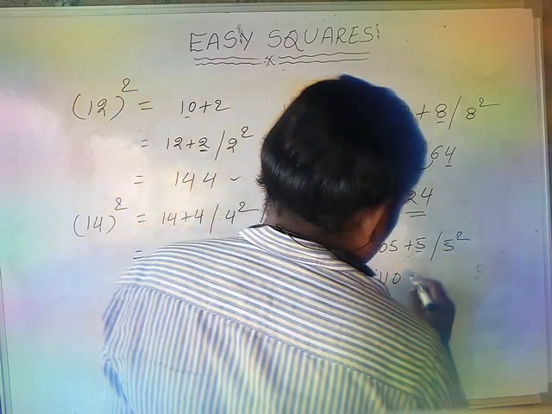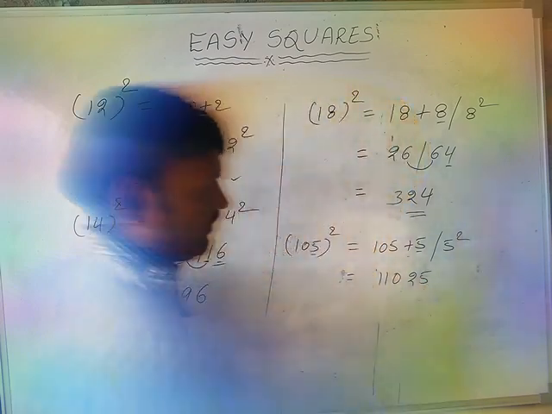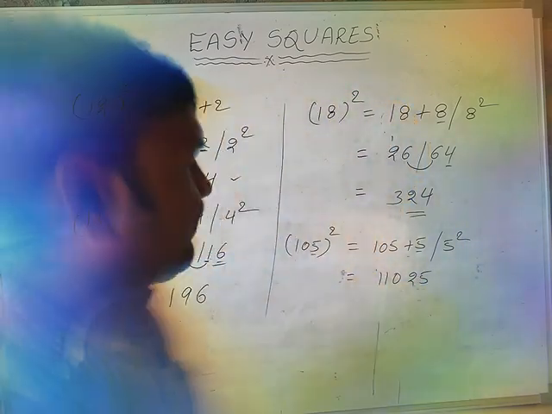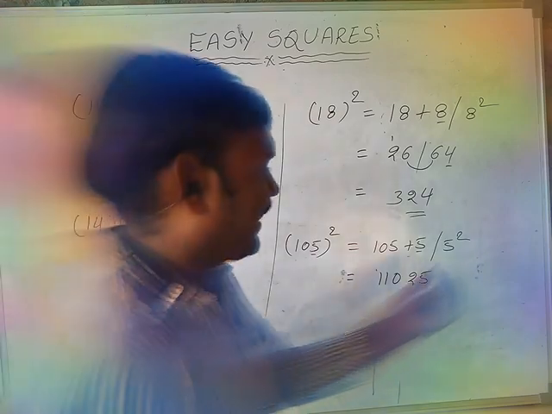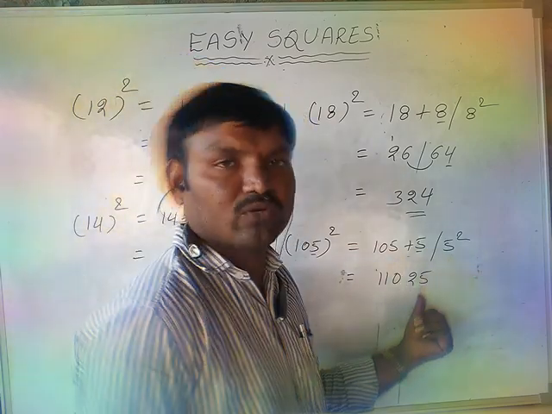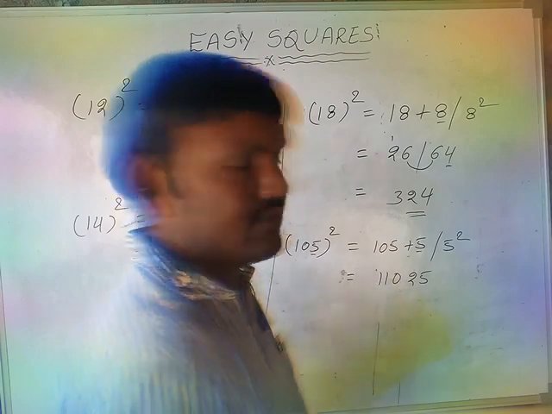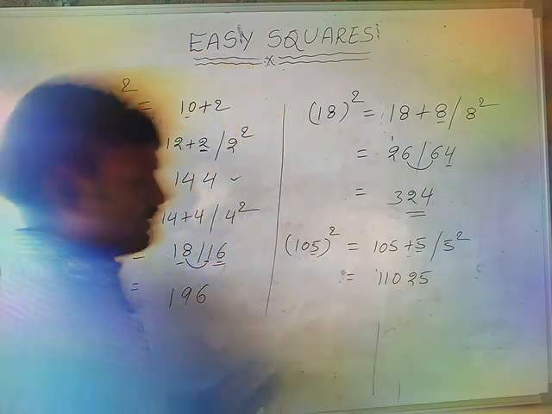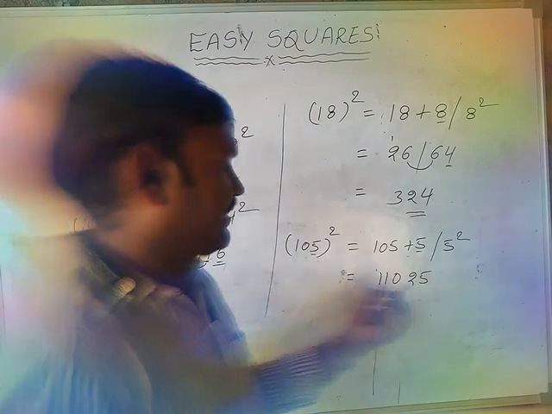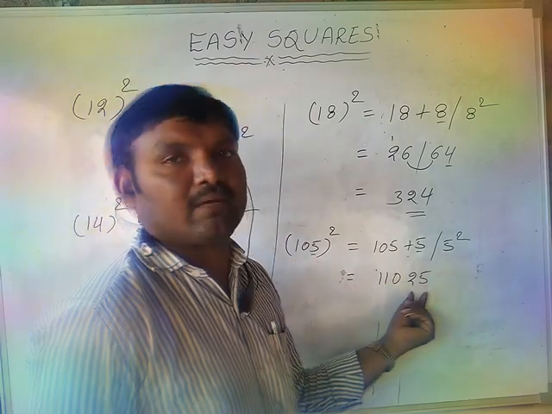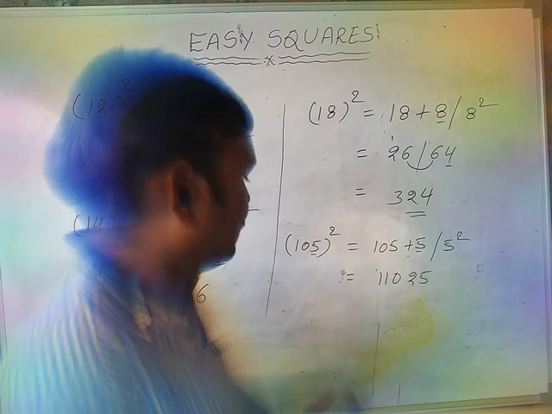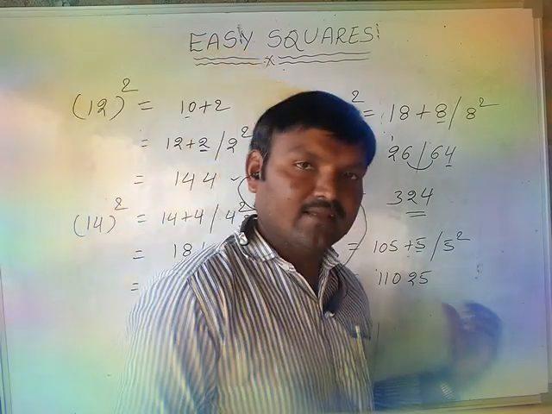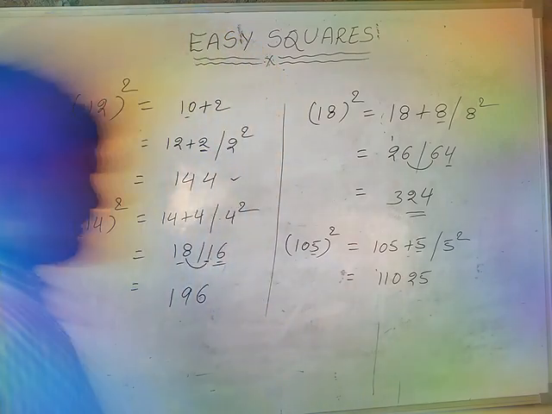5 square means 25. 5 square means there is no applying balancing method. Why? Because in the right part there are 2 numbers only. So that's why we don't use the balancing method. In this main base there are 3 numbers, but in the right side there are 2 numbers. One number is less than 2 main bases. So we don't apply balancing method here.